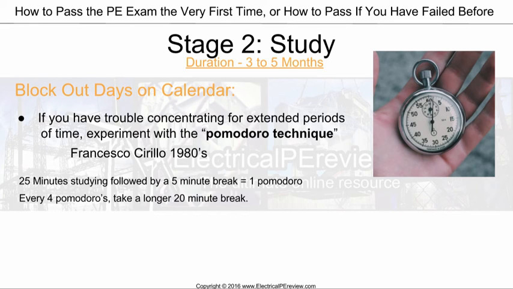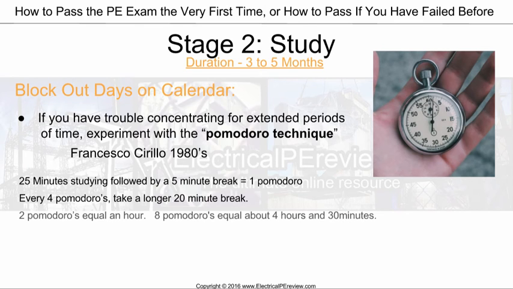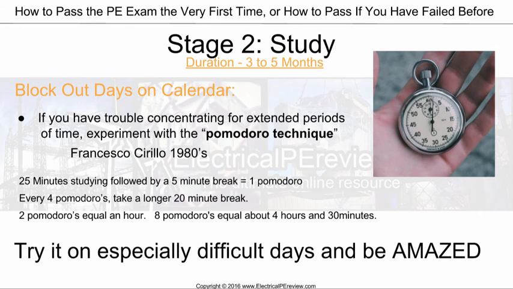Every 4 Pomodoros, take a longer 20-minute break. Now, this might seem silly, but you have to try this. 2 Pomodoros equal an hour, 8 Pomodoros equal about 4 hours and 30 minutes. Try it on especially difficult days, and you will be amazed. Please don't just follow this as, oh, that's kind of interesting, I might try it. Try it out. 25 minutes followed by a 5-minute break.